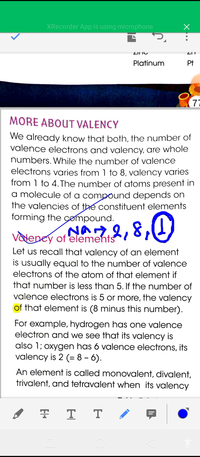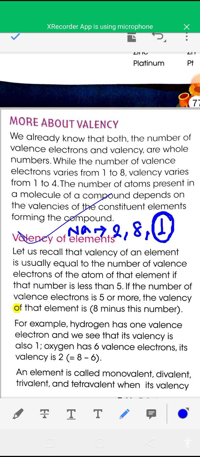Okay, so if the number of electrons in the valence shell is 1 to 4, then valency is equal to the number of electrons in the valence shell. But if the number of electrons in the valence shell is more than 4, then valency is equal to 8 minus the number of electrons in the valence shell.